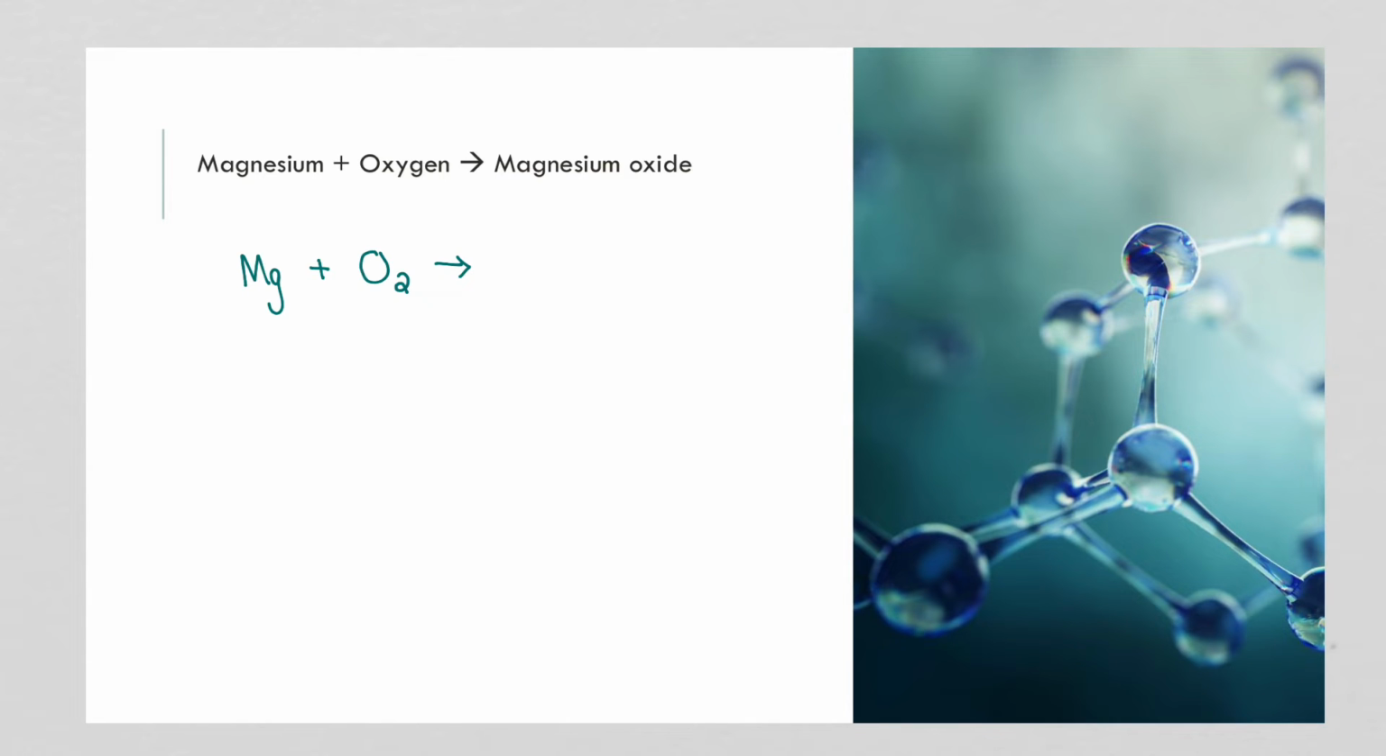So we have to do the crossover rule. Magnesium, it's in the second column of the periodic table, so it has a charge of plus 2. Oxygen has a charge of minus 2. We cross them over. Because it's an ionic compound, we reduce that down, so it's just MgO. The 2's cancel each other out.